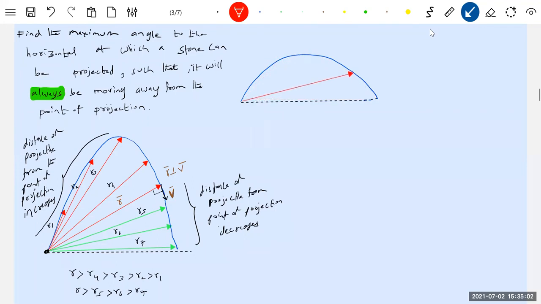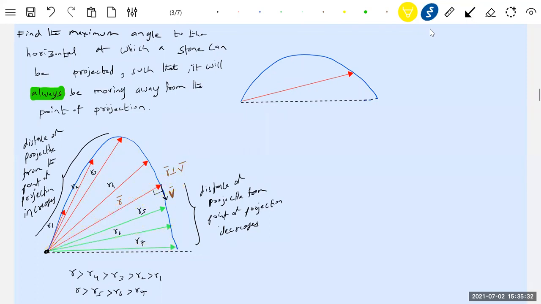What about in this case? In this case, things are different. Yellow color, we'll take it. Yeah. You see this one? Now it starts decreasing. Somewhere it is maximum, then again it starts decreasing. The tip of the arrow is the trajectory. You see the length of the arrow starts decreasing.